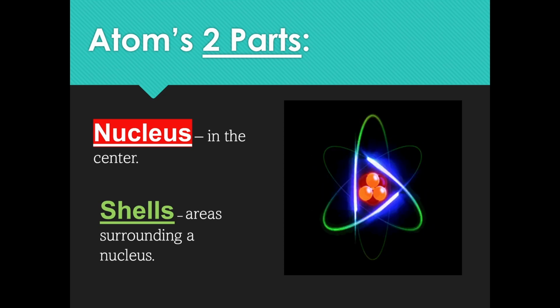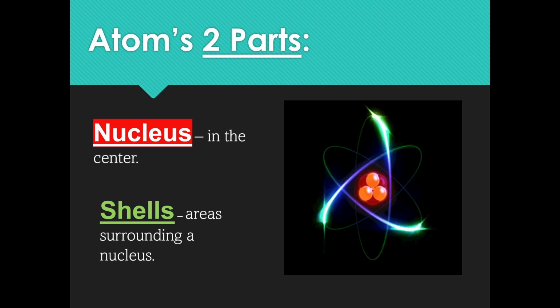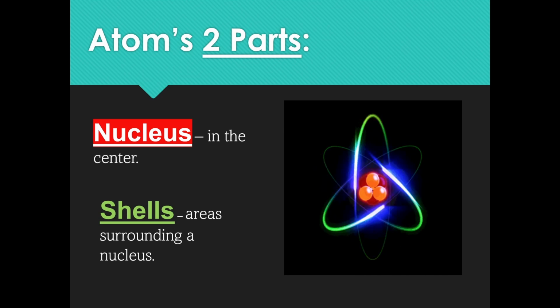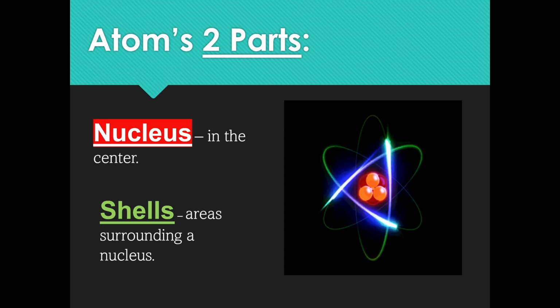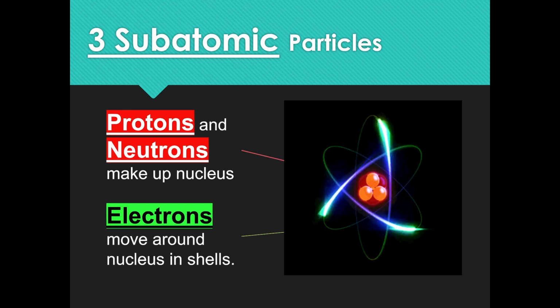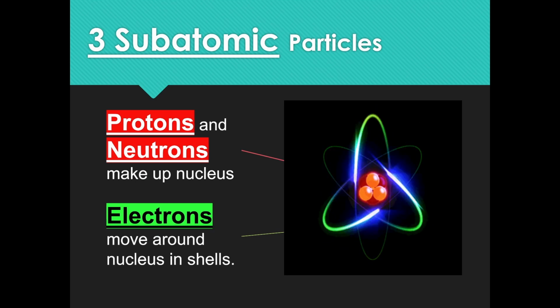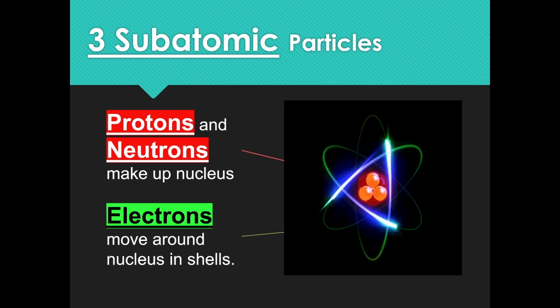By now, you should already know that there are essentially two parts to the atom: the nucleus, which is found in the center, and then there are shells surrounding the nucleus. Very specifically, there are protons and neutrons that make up this nucleus, and electrons that move around within the shells.